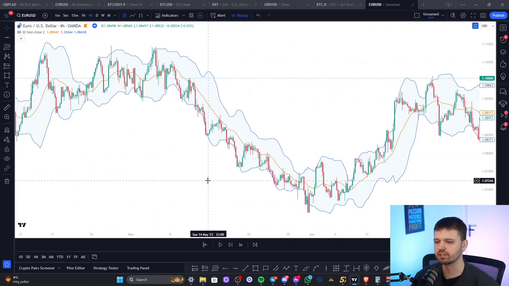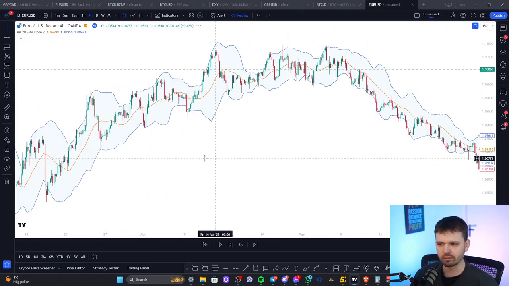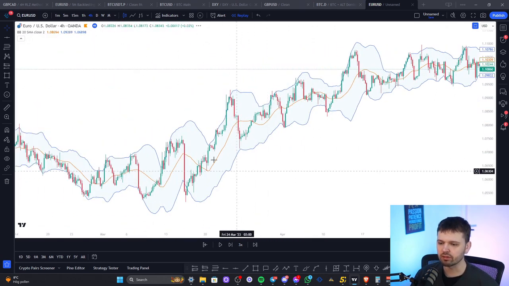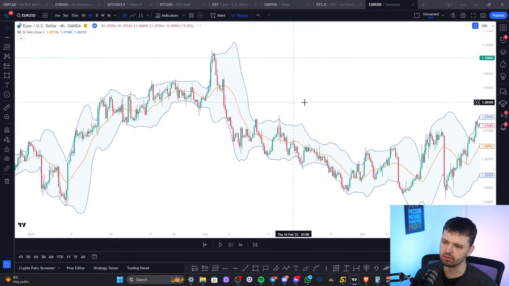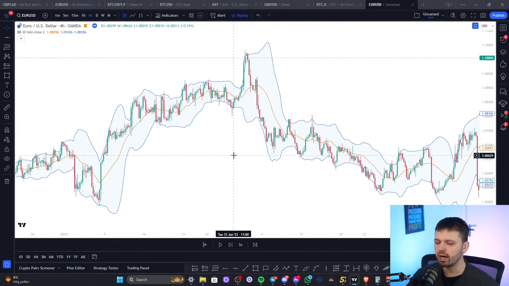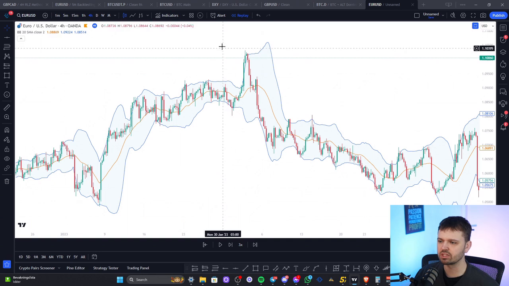You can really create some profitable strategies using Bollinger Bands, but it wasn't really my type of trading, so I'm not really using it anymore. But if I would be using the Bollinger Bands today, so let's say on the 4 hour here, for example, here's a good example, I would look for a 4 hour candle to open and close, or just to close above the extreme.